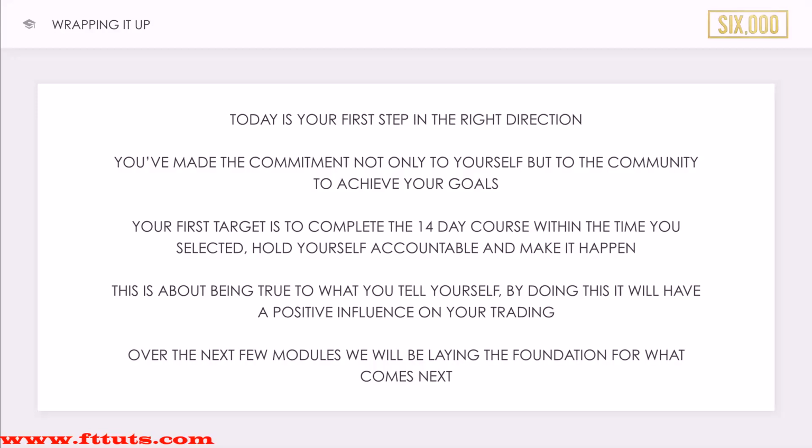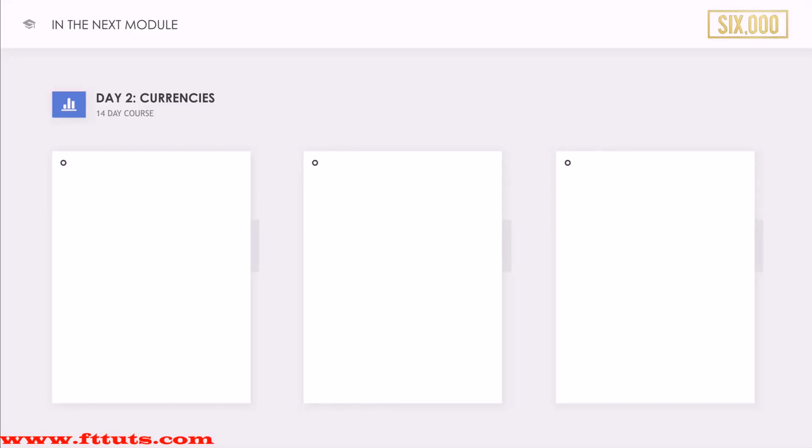And over the next few modules, we will be laying the foundation for what comes next. So this was your first step in the right direction. We were laying the foundation. The next couple of modules will be the exact same. We're going over all of the groundwork so we can build a solid foundation for the more in-depth education that comes throughout the 14-day course. So in the next module will be day 2 currencies in the 14-day course. We will cover currency basics, followed by major, cross, and exotic. And finally, we will finish off with trading sessions.